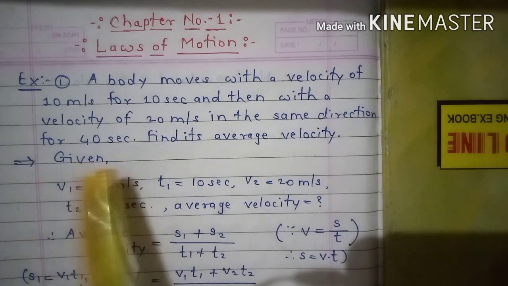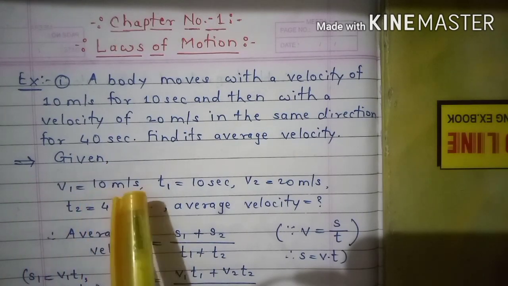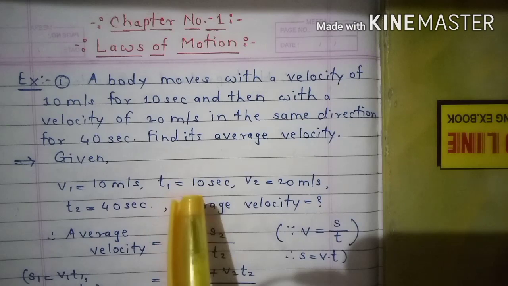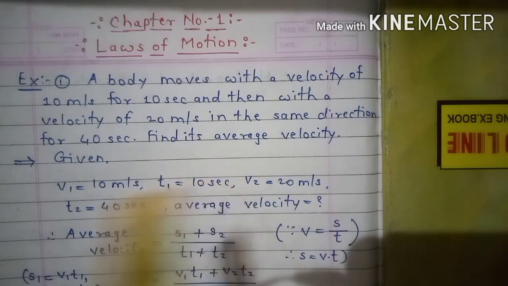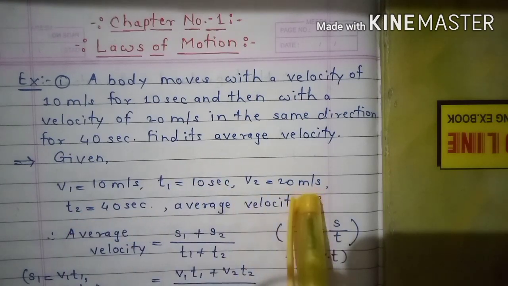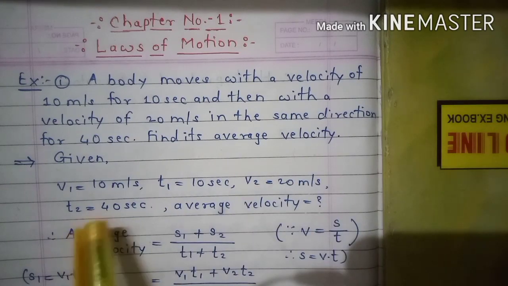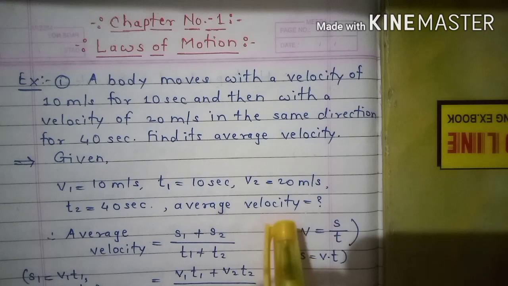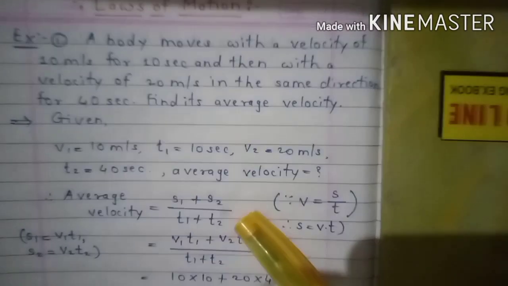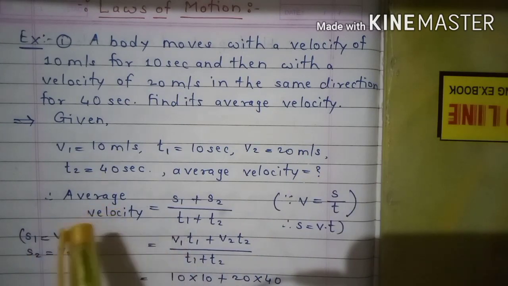So, we will write the given things. V1 is equal to 10 meter per second, so T1 is equal to 10 second. V2 is equal to 20 meter per second, so T2 is equal to 40 second. And now here we have to find out the average velocity. So how to find that, we will see.